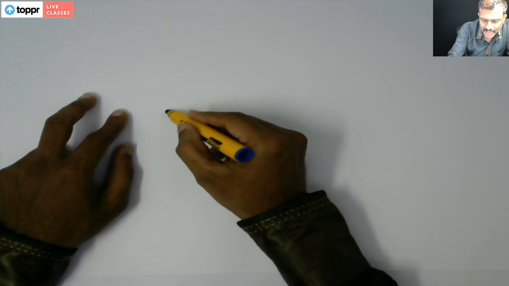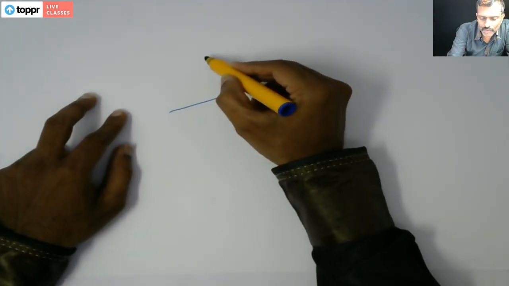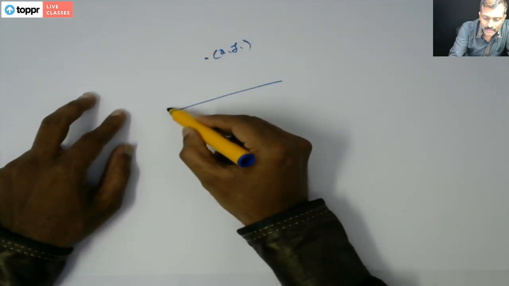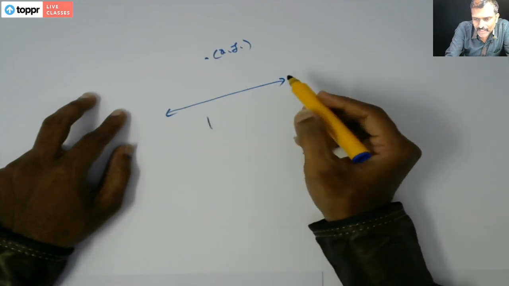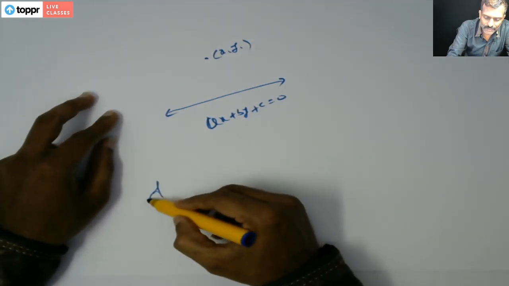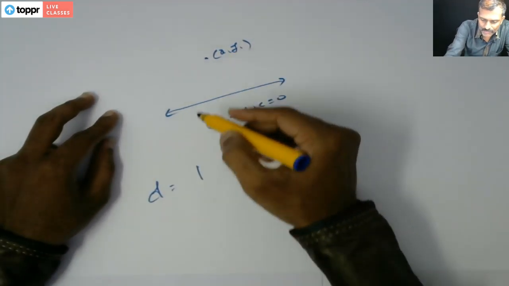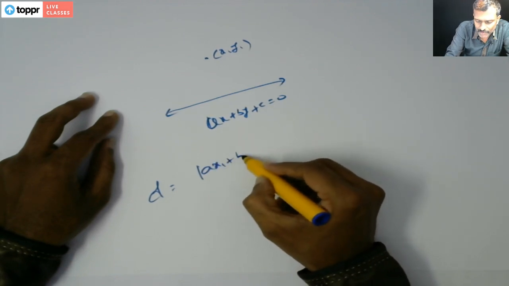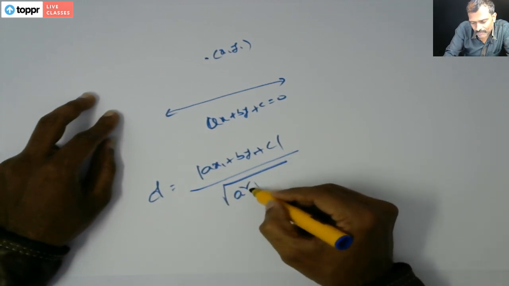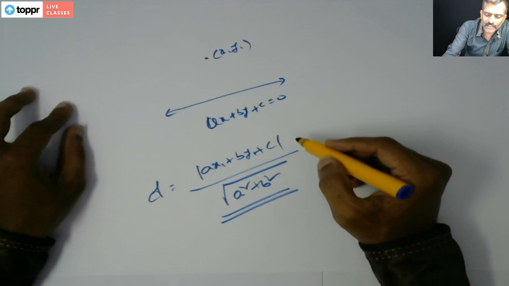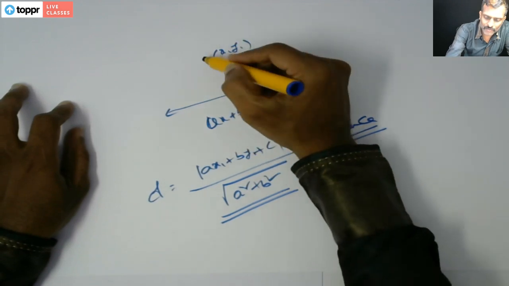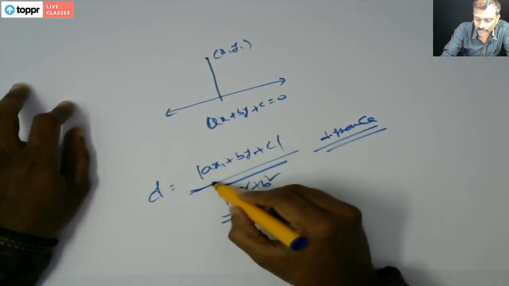Now if you have a line and you have a point somewhere and you want to find the distance of this point from the line, say this point is (x1, y1), and the equation of the line is, say, ax + by + c = 0. The distance is simply given by substituting the values of x1 and y1: (ax1 + by1 + c) divided by root of a square plus b square. This will give you the distance of the point from this line. So you can always find the distance by using this formula without doing any other calculations.